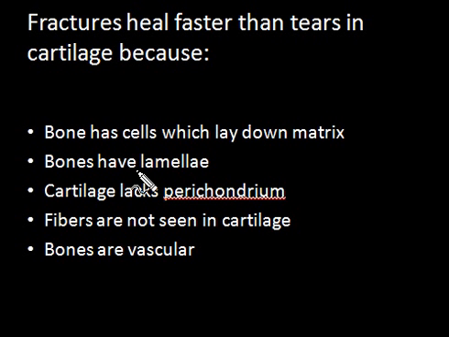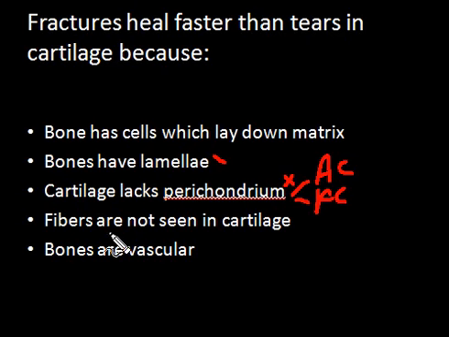Now think of this one. Bones have lamellae. By itself, it's a true statement, but having lamellae does not give it an advantage to heal faster. So that's not the right answer. The next one, cartilage lacks perichondrium. Now, not all cartilage lacks perichondrium. It's only articular cartilage and fibrocartilage which lack perichondrium. So this cannot be the right answer.